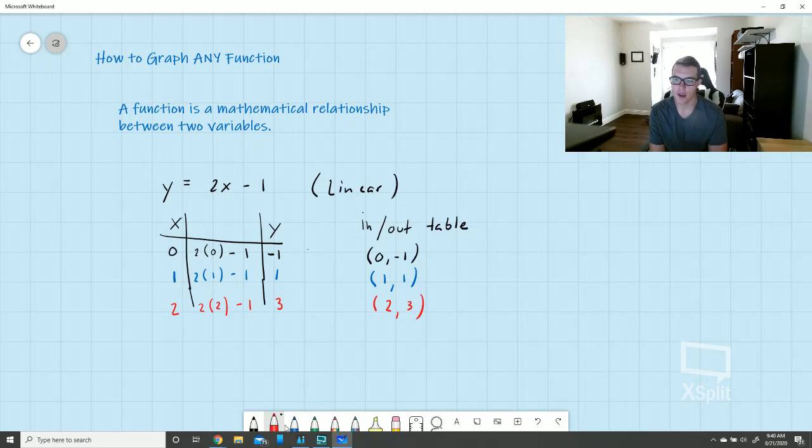By the way, if you notice, the y inputs are increasing by a constant rate. From -1 to 1, I jumped up 2. And 1 to 3, I jumped up 2. That'll come into play a lot later, but that's called the slope of this function. This has a constant slope, just a little teaser for later.